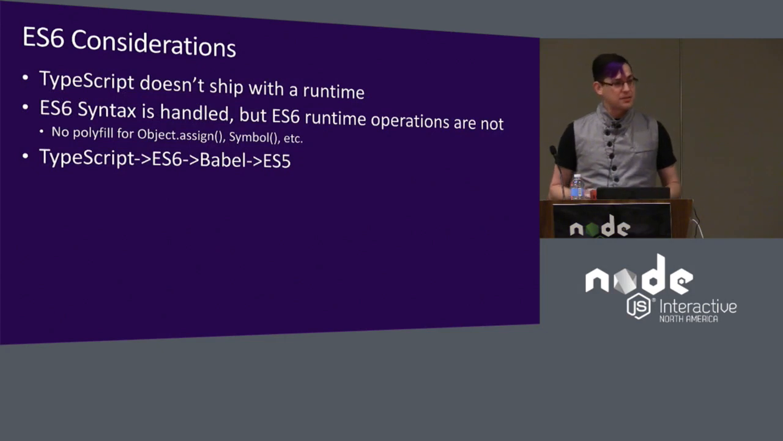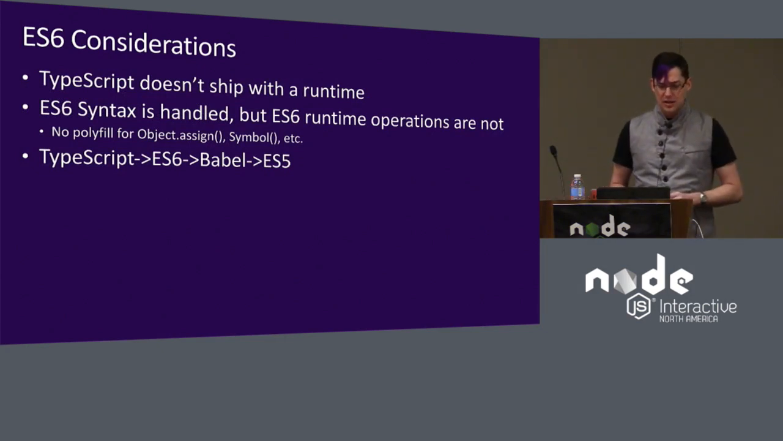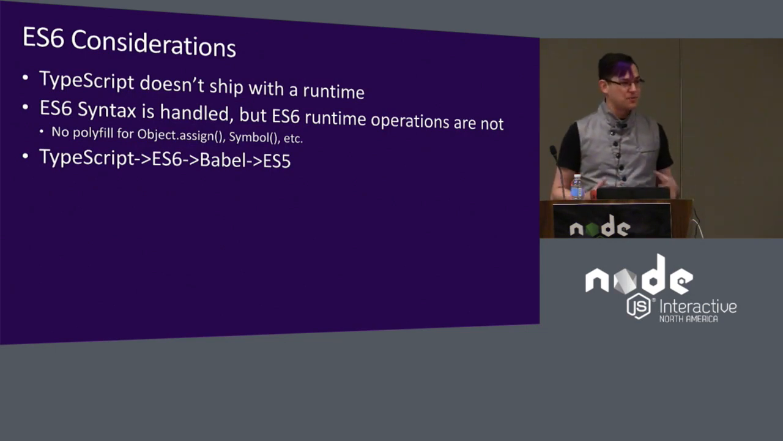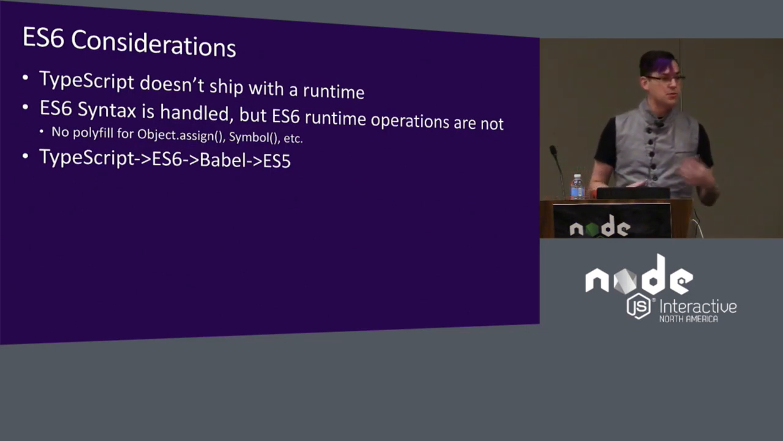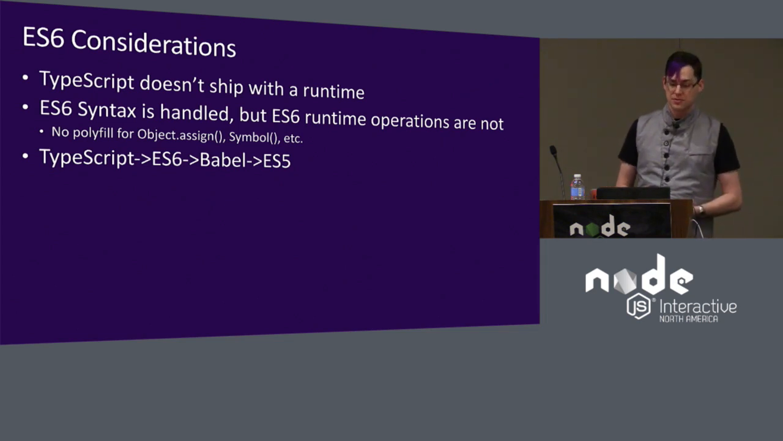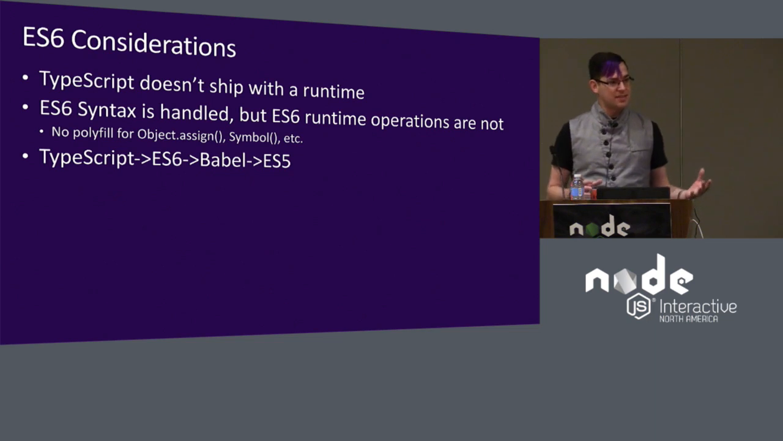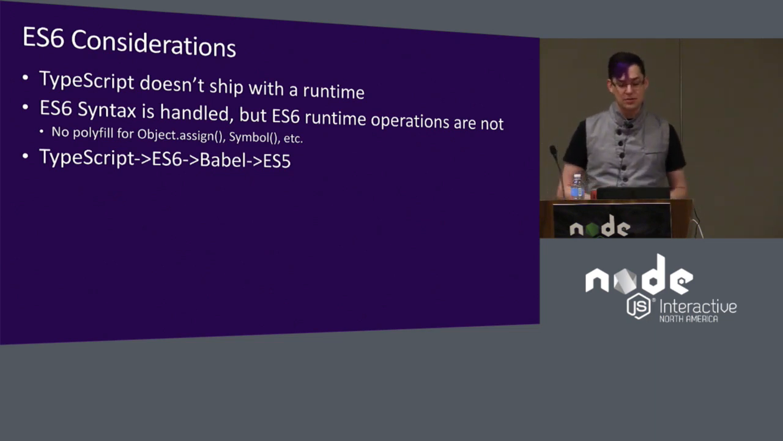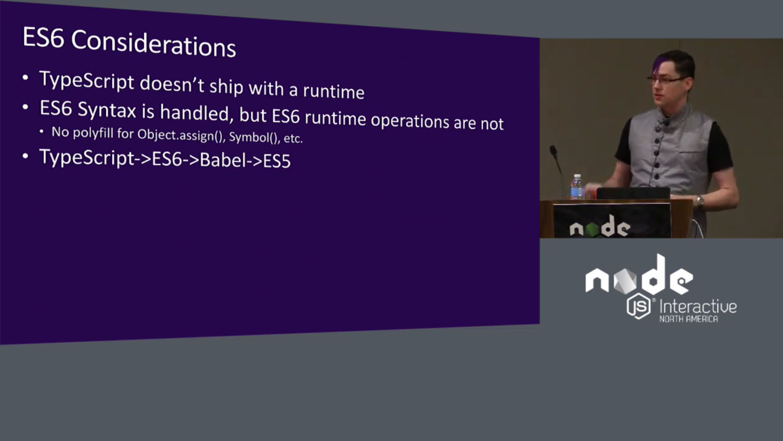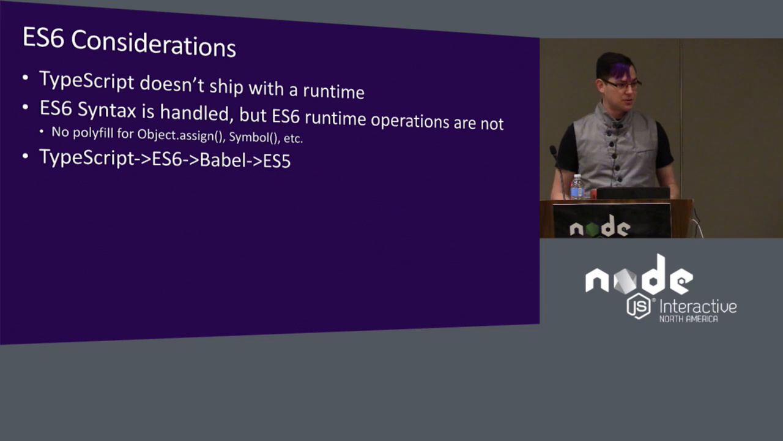I want to talk briefly about some ES6 considerations. So there is one slight difference with Babel. So if you're used to Babel, this is one thing to keep in mind, is that TypeScript does not ship with a runtime. There's no equivalent to Babel-runtime if you've used that. So what this means is that all of the ES6 and a lot of the ES7 syntax is handled by TypeScript, but the runtime operations are not. So things like Object.assign, Symbol, and things like that, those are not polyfilled by TypeScript. That was sort of an intentional choice to keep TypeScript small.